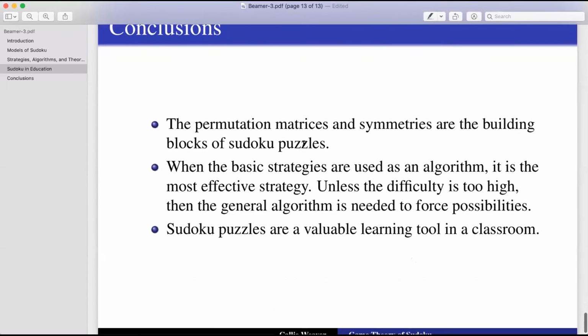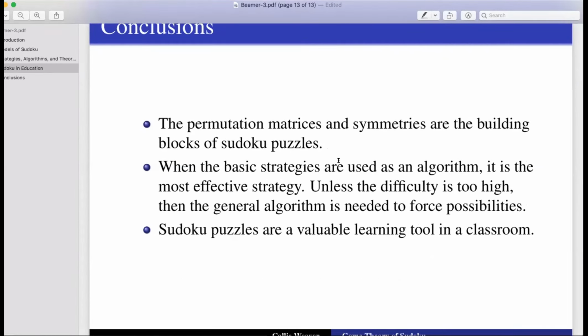And to conclude, the permutation matrices and symmetries are the building blocks of Sudoku puzzles. When the strategies are used as an algorithm, it can be the most effective strategy unless the difficulty is too high, and then, of course, the general algorithm with the pre-occupancy theorem and preemptive set theorem is needed. And then Sudoku puzzles are a valuable learning tool in the classroom. And it's a new learning tool, I think, that is very good.